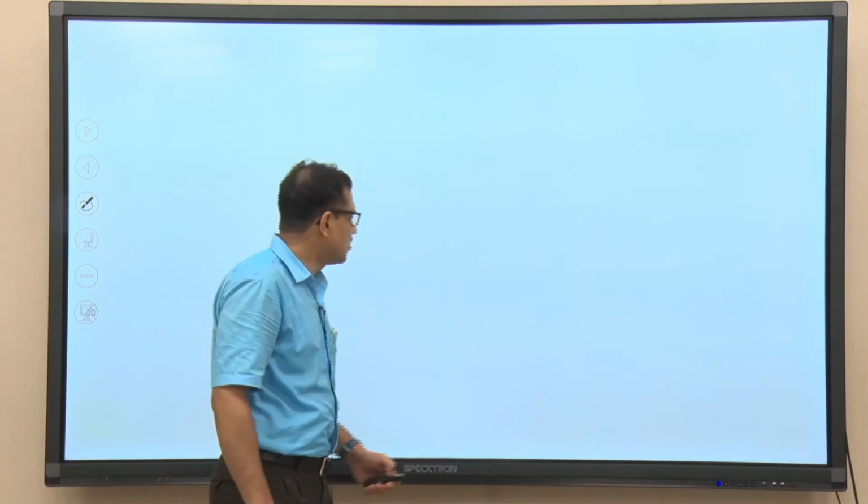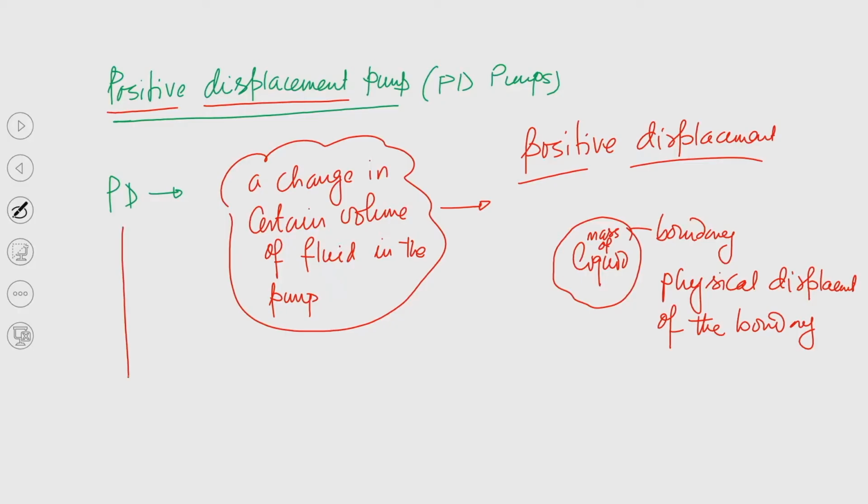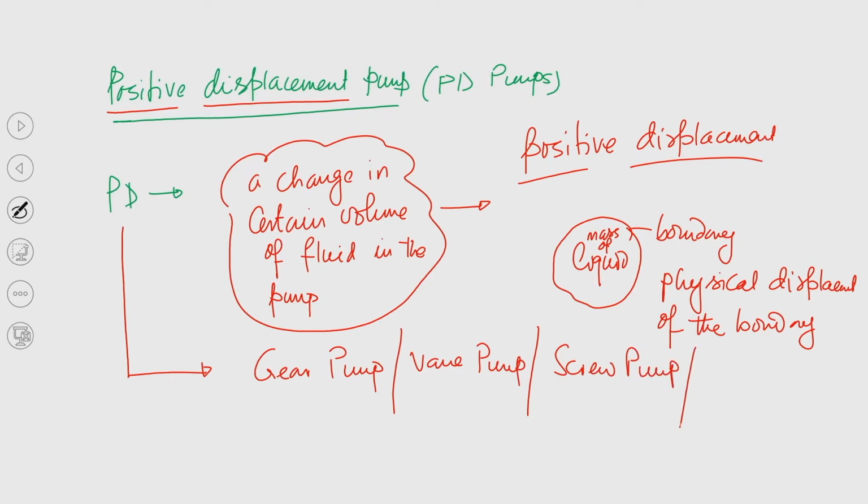With this little bit of recapitulation, let us now move to see the working principle of the positive displacement pump. But before I discuss that, there are different types of PD pumps, for example, gear pump, vane pump, screw pump and reciprocating pump. All these pumps fall into the category of positive displacement pump.